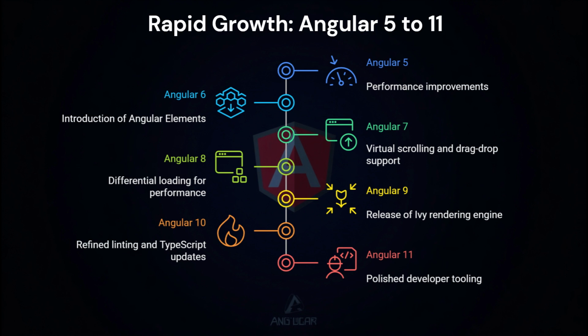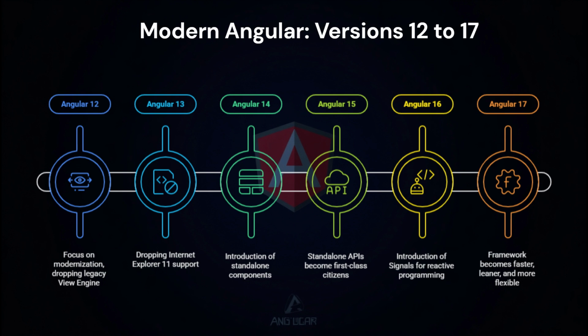But the real game changer came in Angular 9 with the release of the Ivy rendering engine. Ivy made Angular faster, smaller, and more debug friendly. It opened the doors to better build times, better error messages, and improved reshaking. Angular 10 and 11 continued refining the framework, enhancing linting, updating TypeScript versions, and polishing developer tooling. The Angular CLI became a beloved tool for many developers, handling scaffolding, builds, testing, and deployment, all with just a few commands.